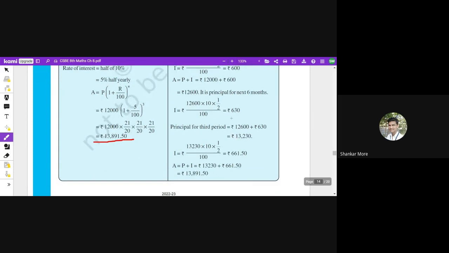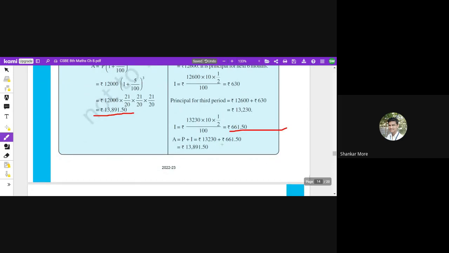Now this 630 we have to add to 12,600. So it is going to be 13,230 rupees. And if we calculate simple interest on this principal amount with this rate, 10% per annum for half year, we will have this much of interest, simple interest.